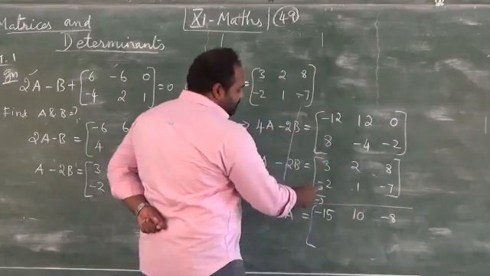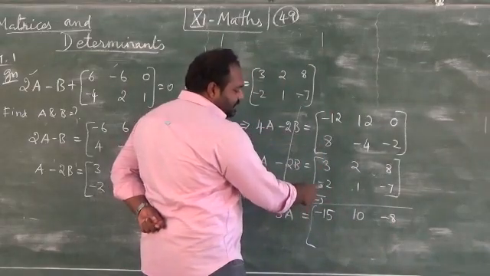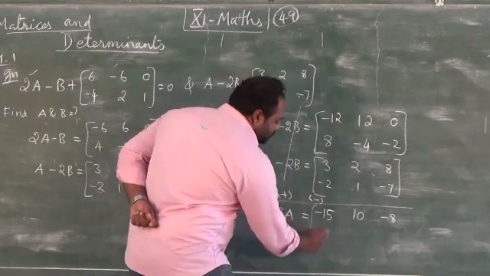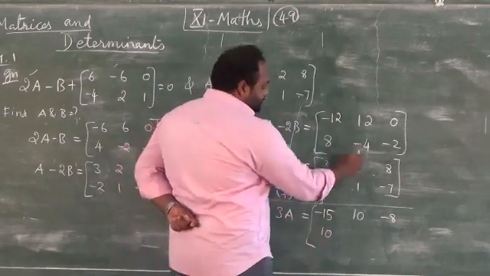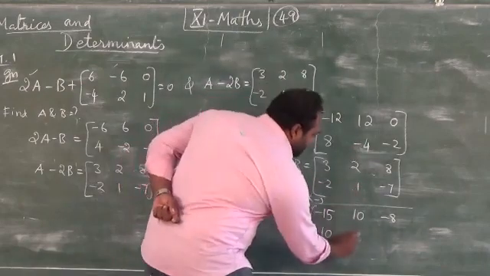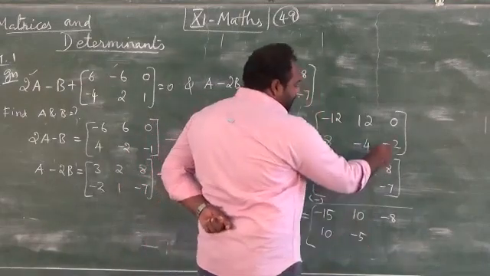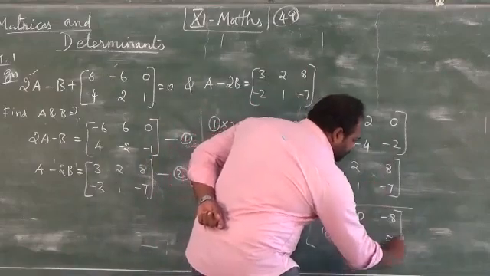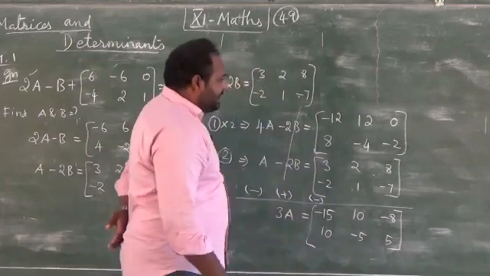Next 8. Here one minus, already here one minus, so it will become plus. So 8 plus 2, it is 10. Minus 4 minus 1, minus 5. Minus 2, it will become plus, it is 5. So this is the value of 3A.